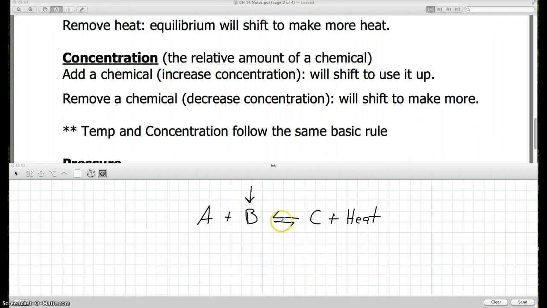And if I think about it, I got two arrows going here. I got the forward and the reverse. The forward reaction uses up these two things, A and B, and makes more C and heat. So if I add B, it's going to shift the equilibrium to the right. It's going to use up more A and B to make more C and heat to reach this new balance point. It was at balance, and then I had to go and mess it up.